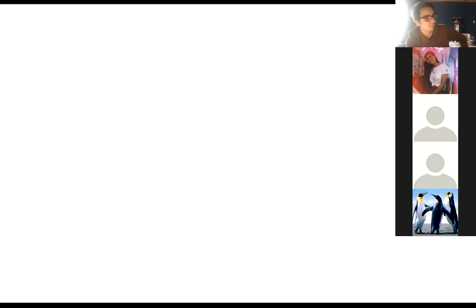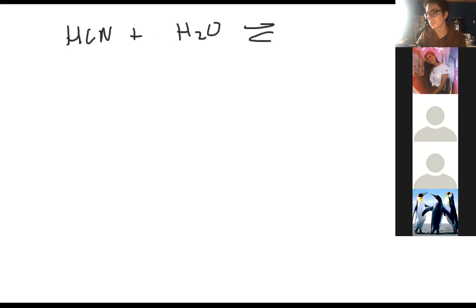So we have an example. Find the pH of 0.2 molar aqueous hydrocyanic acid in a solution. So we have HCN dropped into water. Let me give myself some more space. HCN plus H2O. This will give us H3O plus and CN minus.